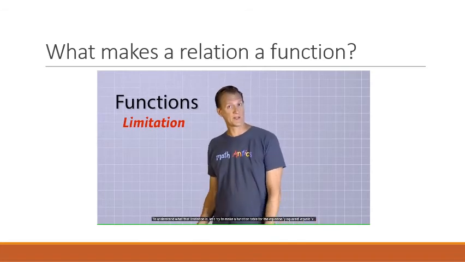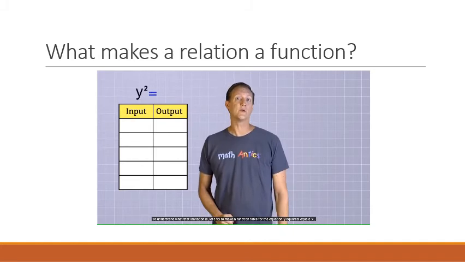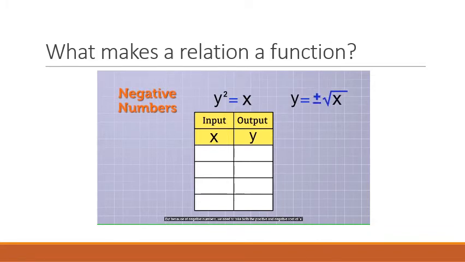To understand what that limitation is, let's try to make a function table for the equation y squared equals x. Again, the x variable in this equation will be our set of inputs, and the y variable will be our set of outputs. Since y is our output variable, it will help if we first solve this equation for y, and we do that by taking the square root of both sides. But because of negative numbers, we need to take both the positive and negative root of x, since there are two possible solutions to our equation.